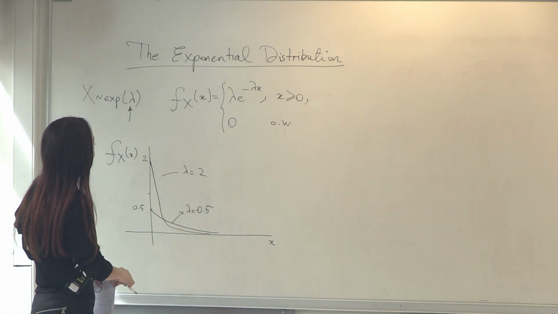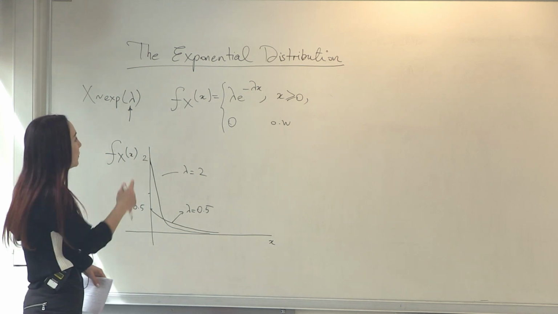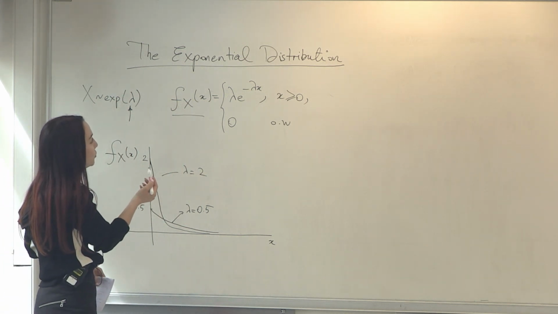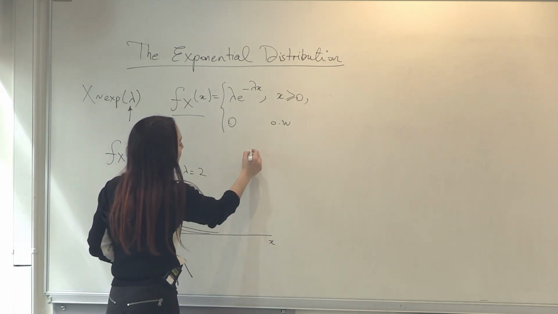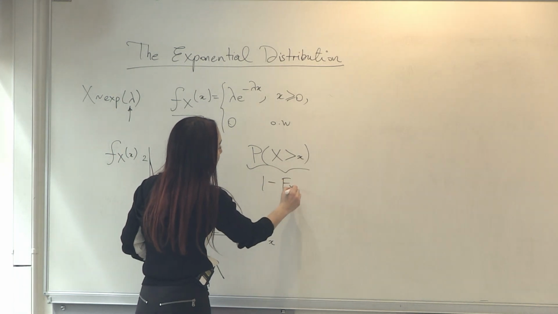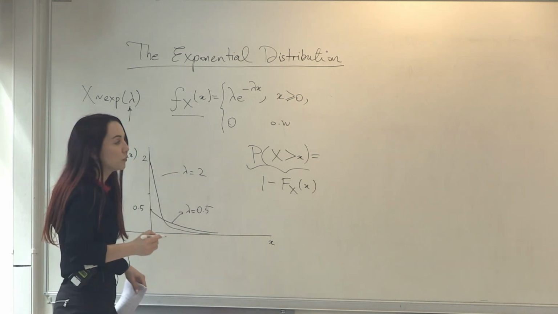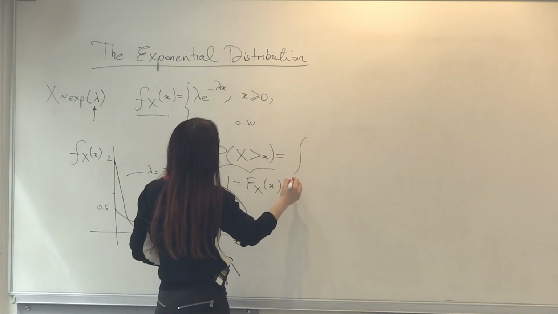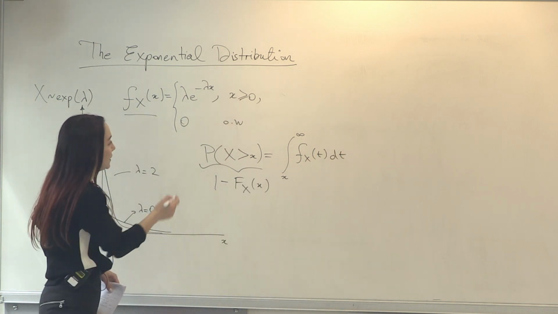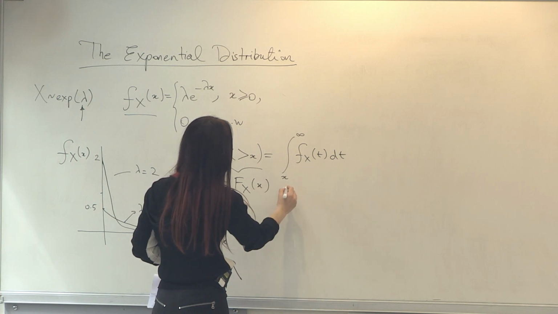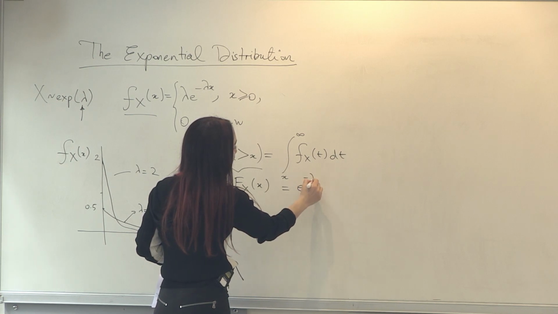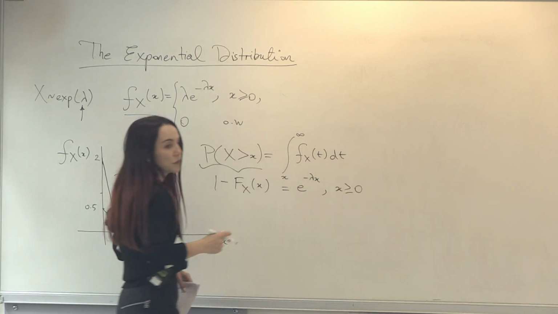Now, what I particularly remember about the exponential distribution is not this PDF per se, but its complementary CDF. What is the complementary CDF? The probability that X is larger than x. In other words, 1 minus the cumulative distribution function. How do we compute that? Easy. By integration from x to infinity, integrate the density. And this is a super easy integral. And the result that we're going to get is what? E to the minus lambda x for x bigger than or equal to 0.